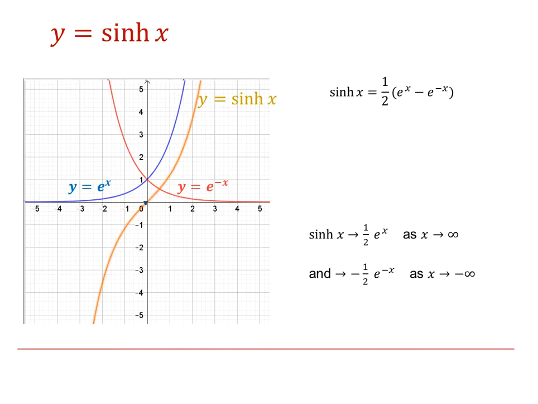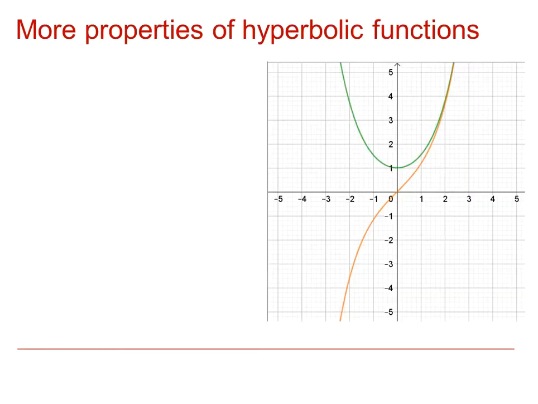So I've already said it approaches a half e to the x as x approaches infinity, or negative a half e to the minus x as x approaches negative infinity. Well, we can look a little bit more closely at the properties of these two functions then. So firstly, let's look at sin x. We see sin x there in the yellow.